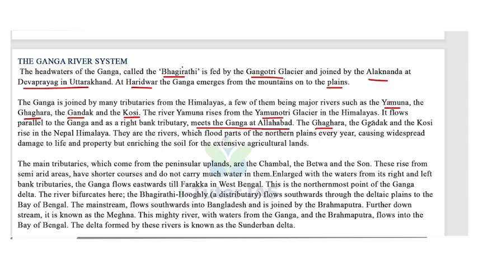The Ghaghara, the Gandak, and the Kosi rise in the Nepal Himalaya. They are the rivers which flood parts of the northern plains every year, causing widespread damage to life and property, but enriching the soil for the extensive agricultural land. So these rivers help agriculture in northern India.